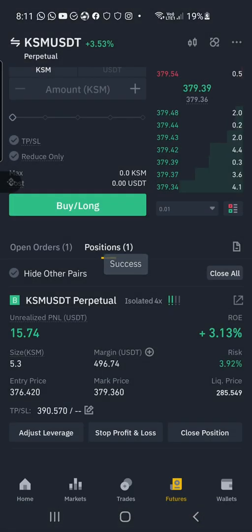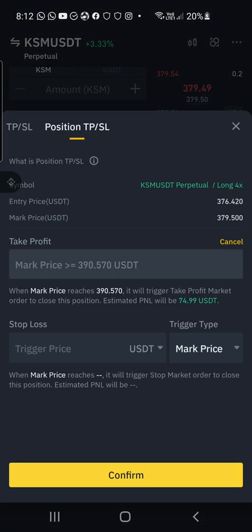and it already opened as TP, which is take profit, and that way when it reaches that price, my position would be closed, my KSM would be sold for that price, and I would make the amount of money I was meant to make times 4, which here it already calculates it for you. So it's not going to be $74 or $75 times 4. No, this is already multiplied.